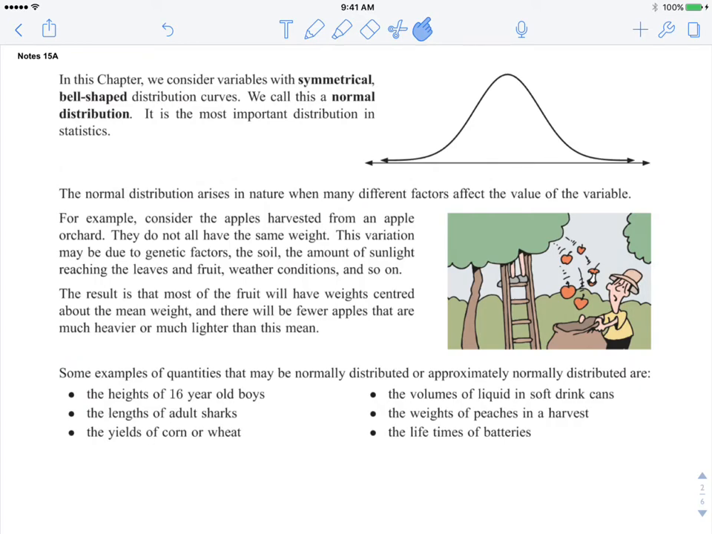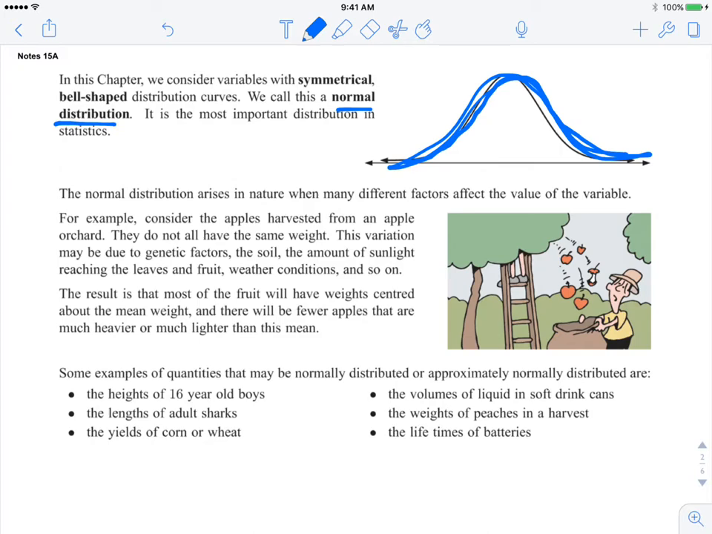All right, this lesson is on the introduction to normal distribution. So in this chapter, we're going to consider symmetrical bell-shaped distribution curves. So this would be what a bell-shaped curve would look like. It's called the normal distribution curve.